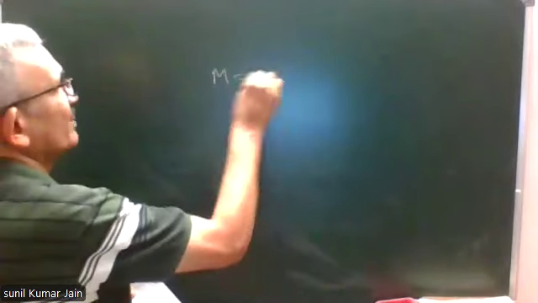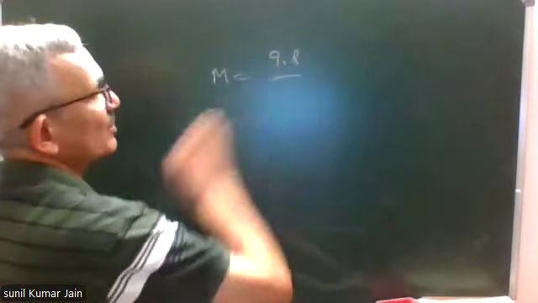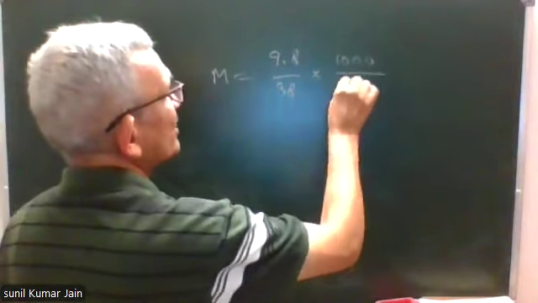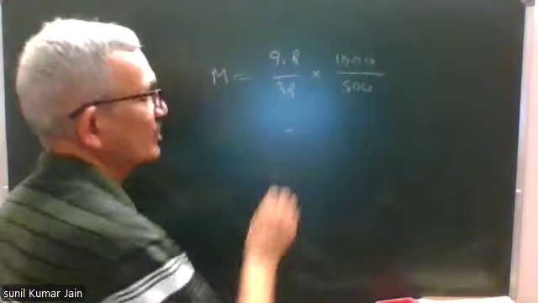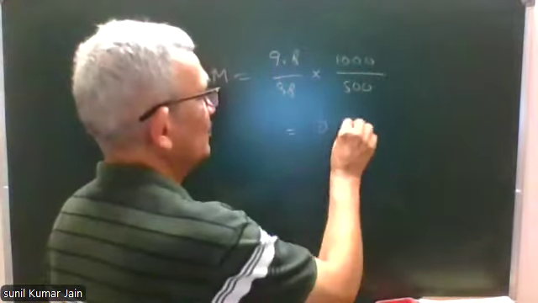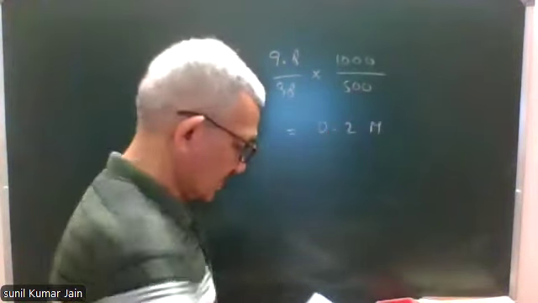Now, I've shared one numerical 27. We'll solve this one. 9.8 grams of sulfuric acid is dissolved in water to prepare 500 cc solution. Calculate molarity of the solution. Very, very simple numerical. So molarity will be weight of sulfuric acid divided by molecular weight into 1000 divided by volume of solution is 500 cc. Calculate, it will come out to 0.2 molar.